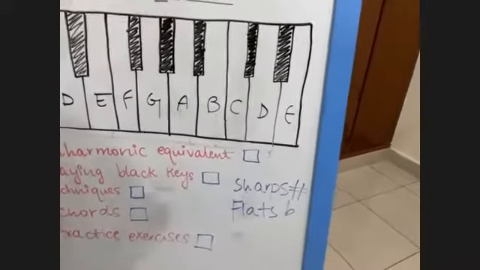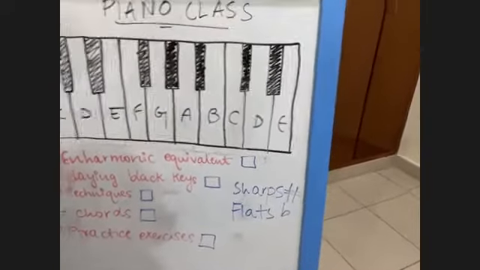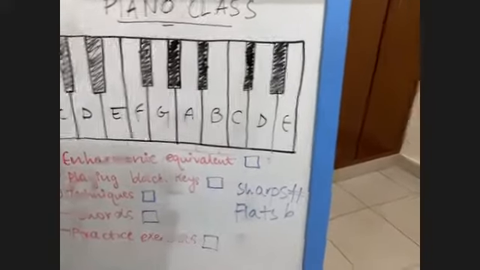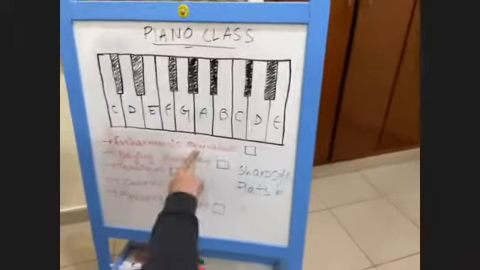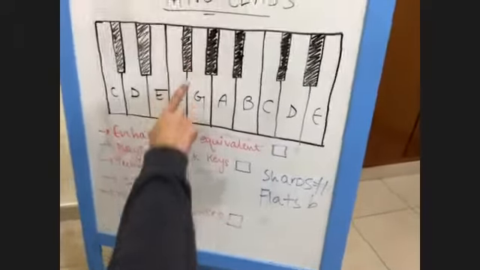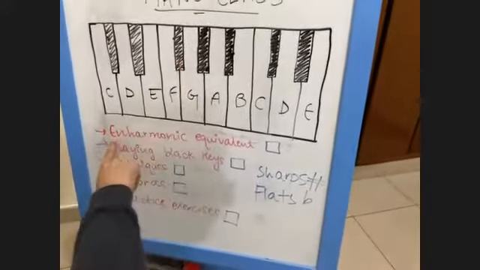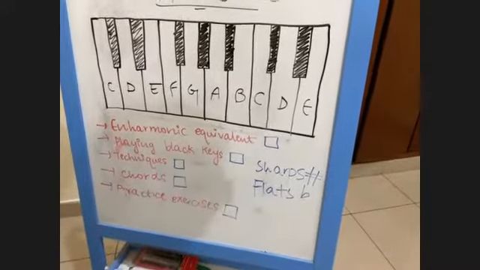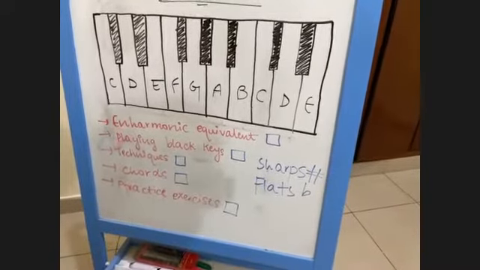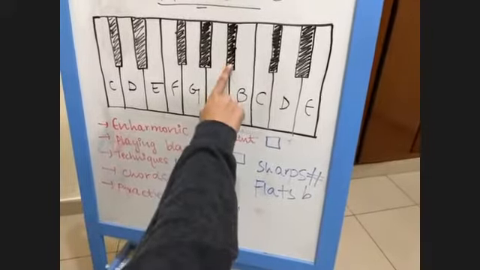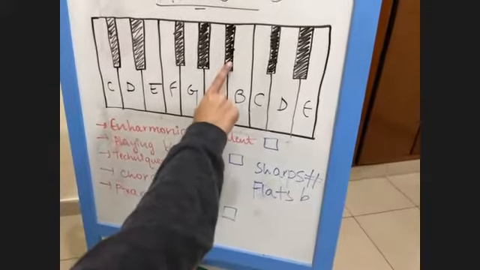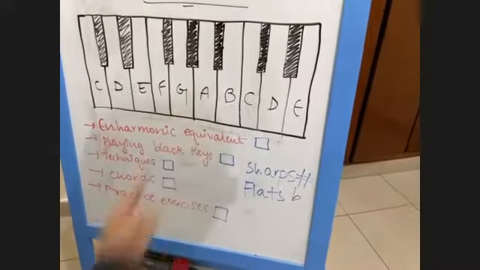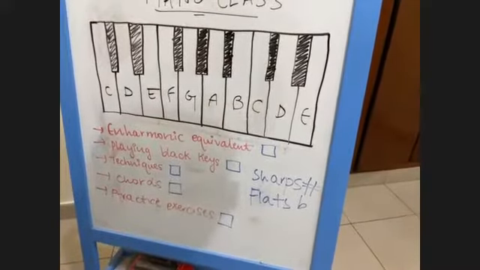And how exactly do you understand these? Well, let's say I take F sharp. The enharmonic equivalent of F sharp will be G flat. So enharmonic equivalent basically means the alternative. For example, if I take A sharp, the enharmonic equivalent of A sharp will be B flat. It's basically the other name for the key.